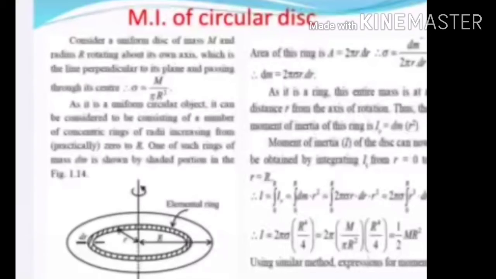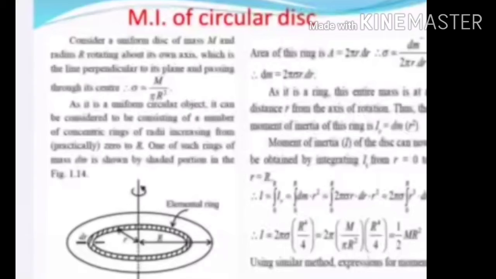Surface density of a ring sigma is equal to dm upon 2 pi r into dr. What is the value of dm? dm is equal to 2 pi r into sigma into dr, as it's a ring and this entire mass is at a distance r from the axis of rotation.